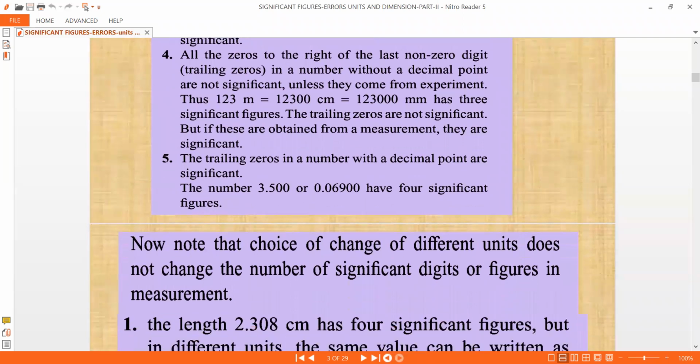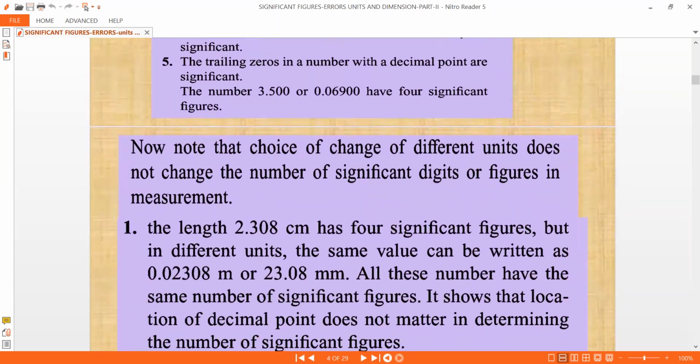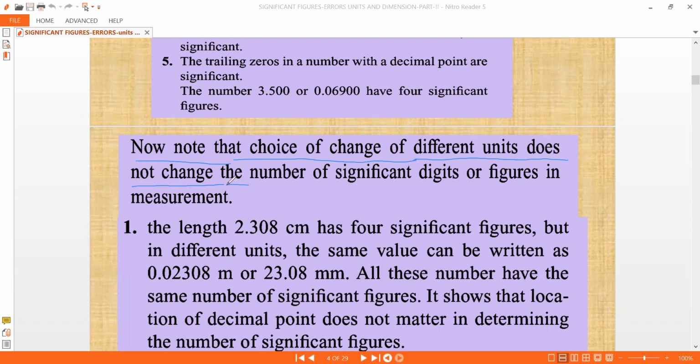Next, now note that the choice and change of different units does not change the number of significant figures in the measurement. This is a very important point. Again, I'll read. Note that the choice of change of different units. If I change the units, will significant figures change? No, they are not going to change. The choice and change of different units does not change the number of significant digits or figures in the measurement. So that is the idea.